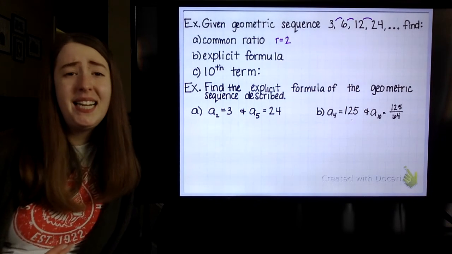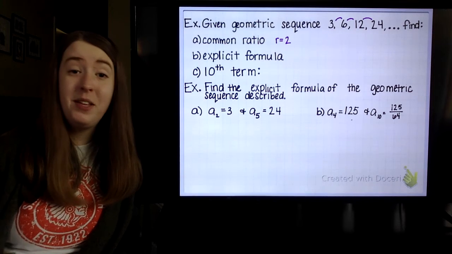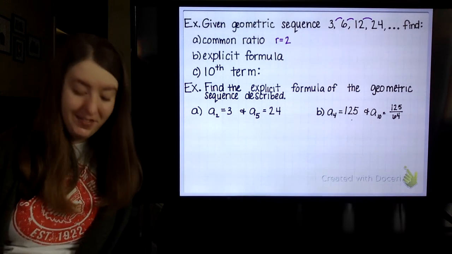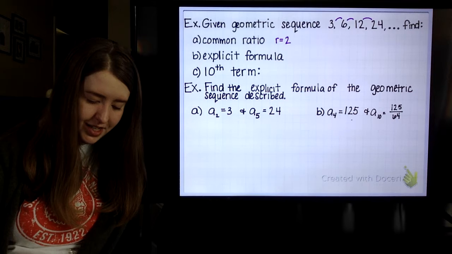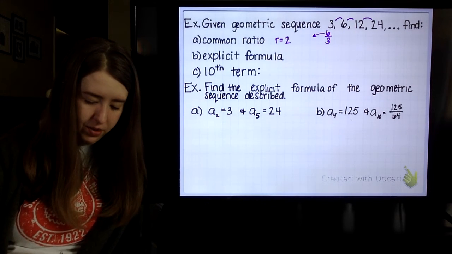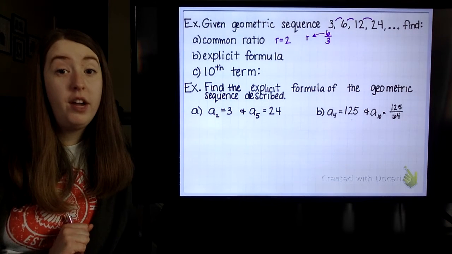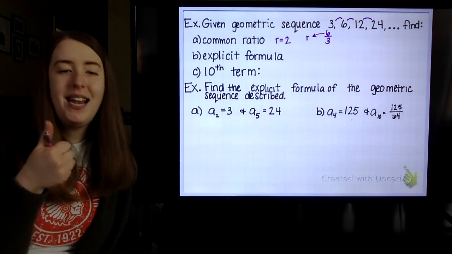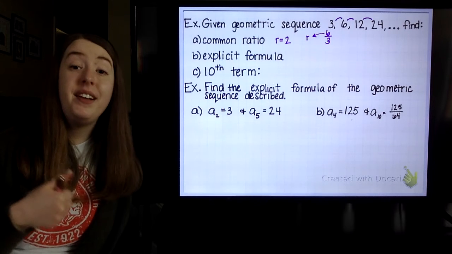But that might not be as easy to see when you're multiplying by some really bizarre number. So here's my advice. Take the second term divided by the first term. That will give you R. Okay, so the explicit formula.